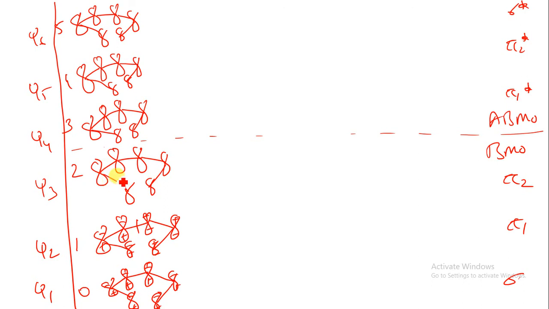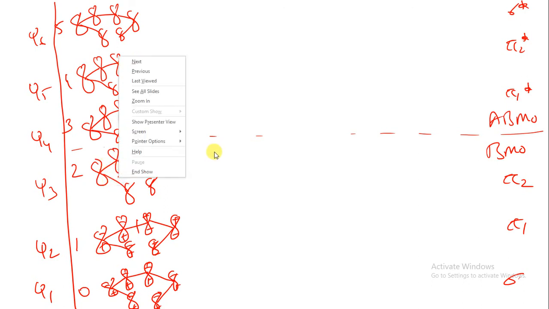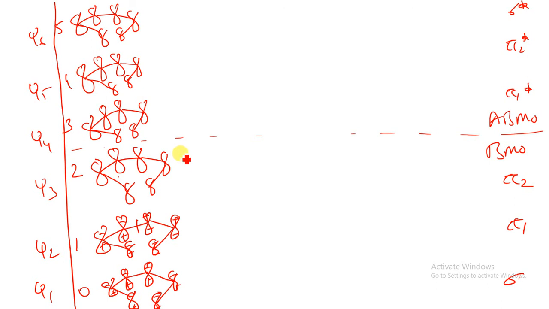Then after that, for two nodes, we have to conclude the two nodes over here. So it will come at 2 here, 2 here.